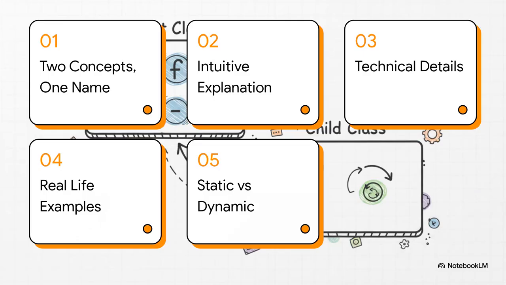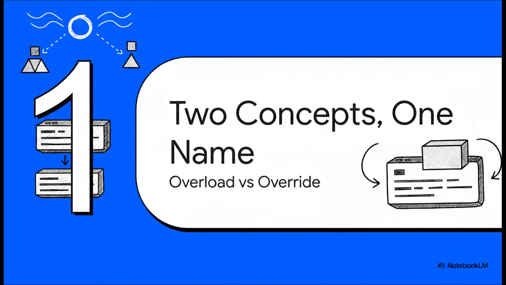Well, today we are diving deep into this exact topic to clear up the confusion once and for all. Here's our roadmap for this explainer. We'll start by looking at these two concepts that share one confusingly similar name. Then we'll build a really strong intuitive mental model before diving into the strict technical rules. After that, we'll look at some real-life code examples, and finally, we'll wrap things up by comparing static and dynamic polymorphism.